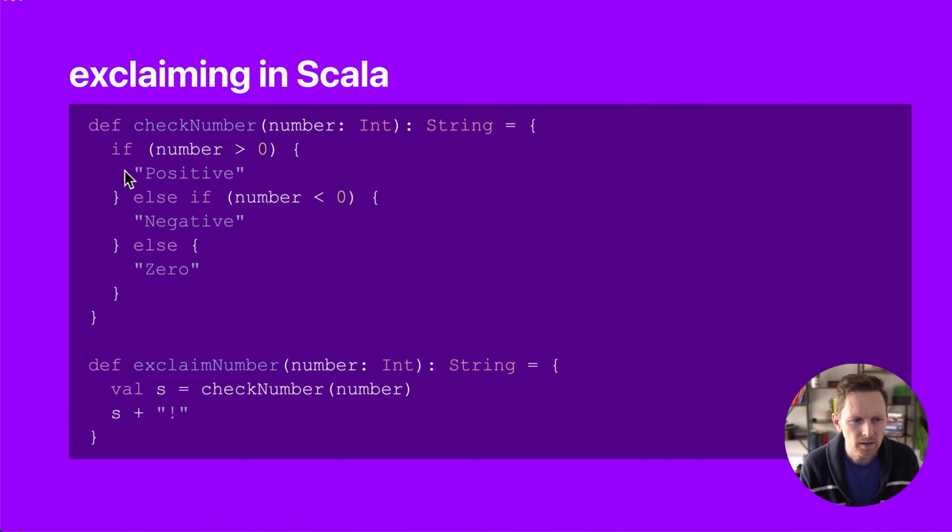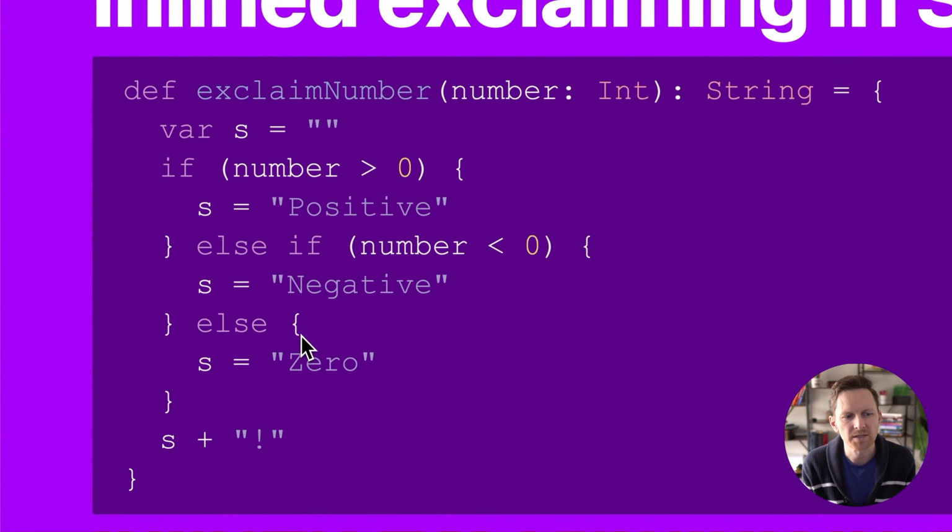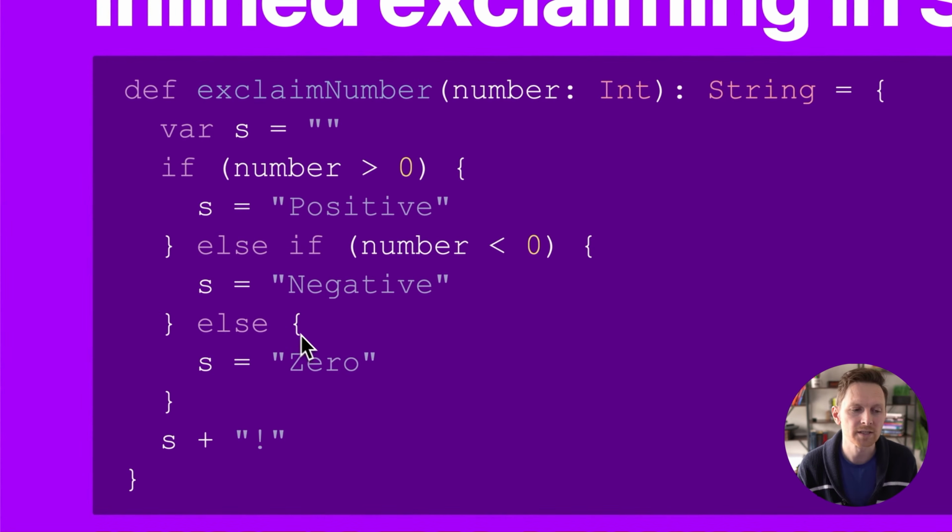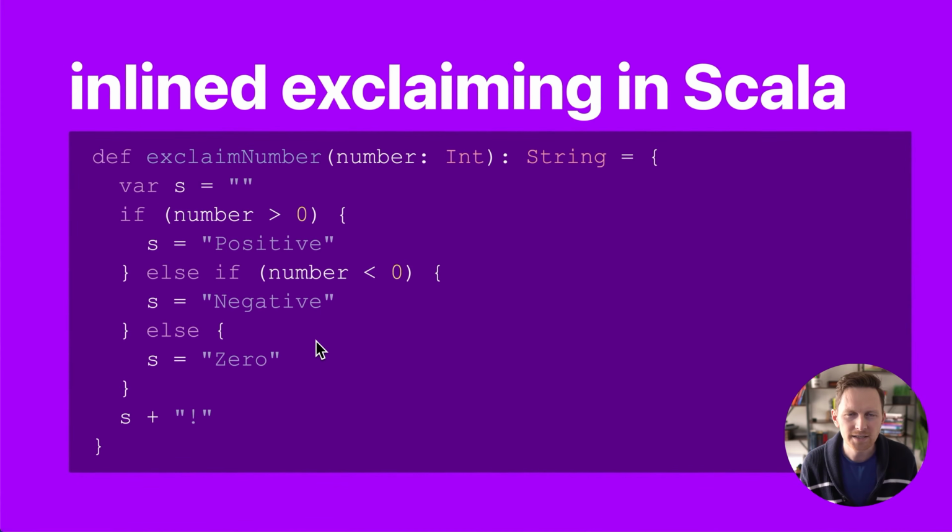Because each of these branches isn't going to be able to assign to an S. So you'd have to end up with something like this in theory. I have to declare a variable and then mutate it, setting its value in each of these branches and then returning it at the end. I think this is just a lot less nice. You've got to mutate a string and track it. It's just a pain.